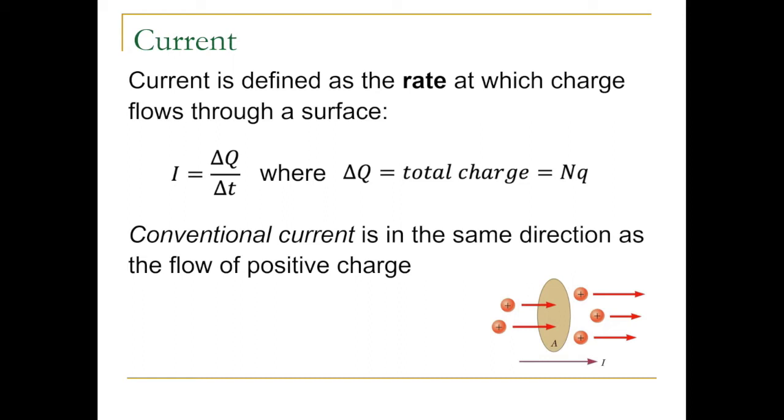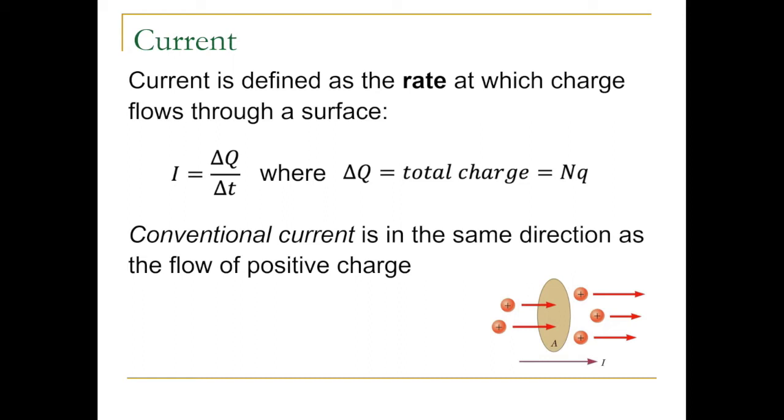If these are individual particles, then we just have to know the number of particles that pass by times the charge of each particle. And regardless of whether they were protons or electrons, the charge would be the elementary charge, which is 1.6 times 10 to the minus 19 coulombs.